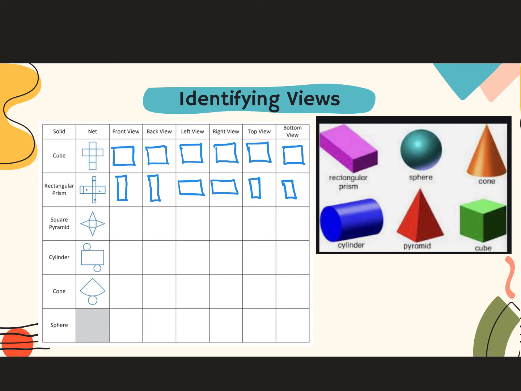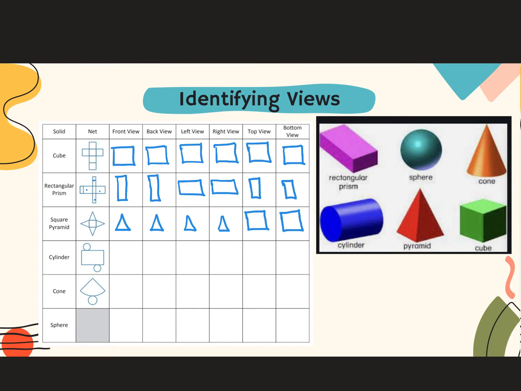All right, looking at my square pyramid, when we look at the front view, I'm going to have a triangle. If I look at the back view, I'm also going to have a triangle. My left view is going to be a triangle. My right view is going to be a triangle as well. When I look at it from the top, since it is a square pyramid, I'm going to have a square, which again is not drawn to scale. And if I look at the bottom, again since it's a square pyramid, I'm also going to have a square.